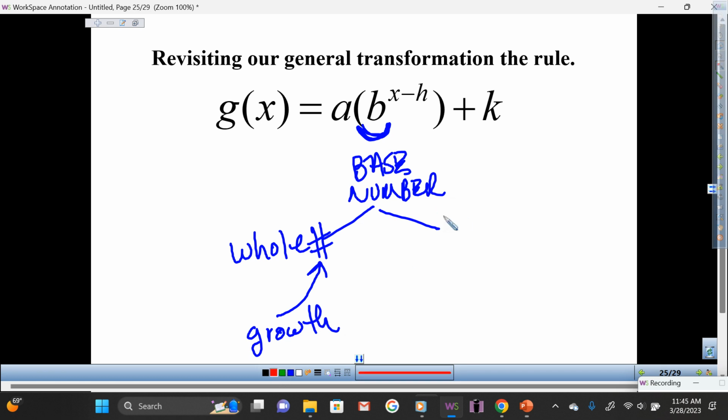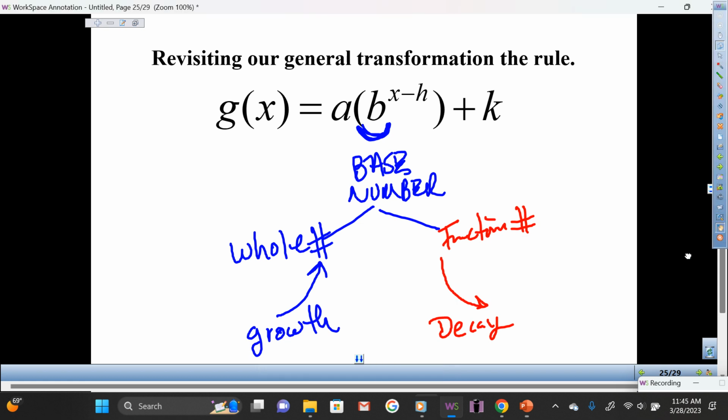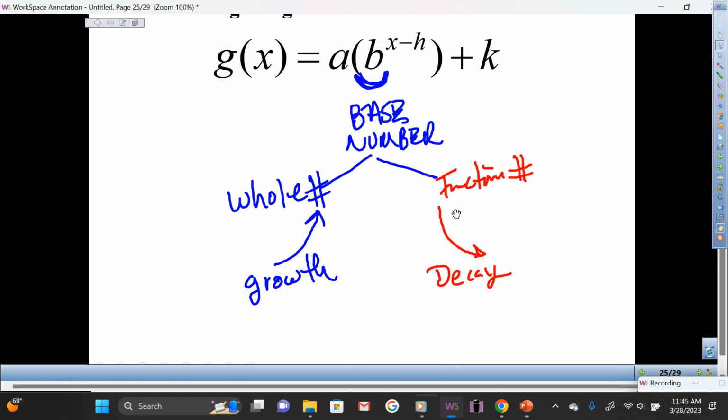What is our second option for that, Fabian? Fraction or decimal? And what happens there, Diego Rosas? It goes downwards. That is correct. Or in other words, we use the word decay. Exponential function students, there's two types that we talk about. They're called growth or decay.